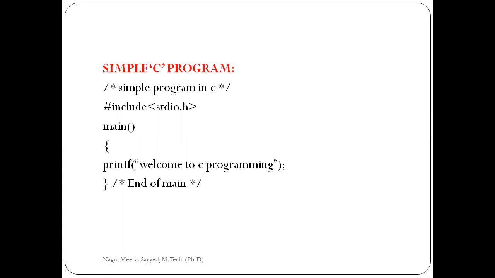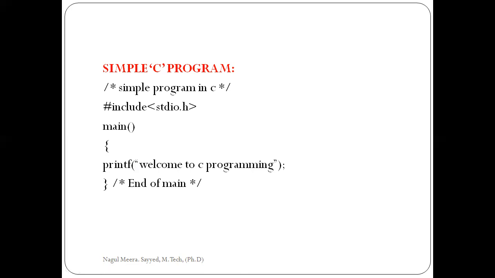What is our main objective? We want to print a welcome message, welcome to C program. So simply printf, open brace, double quotation starts, welcome to C program, double quotation ends, close brace, semicolon, and then end, which means close brace. This is a simple program.